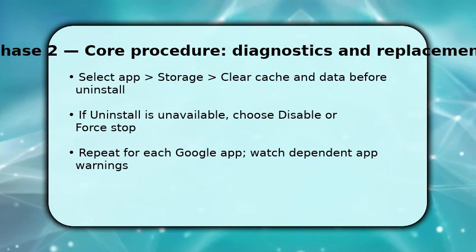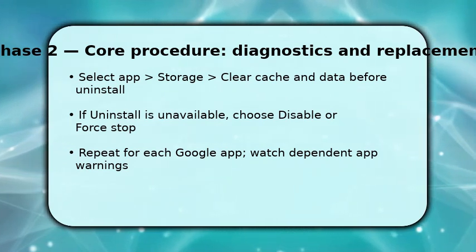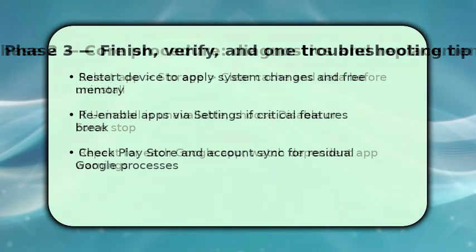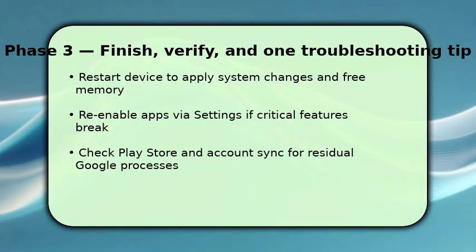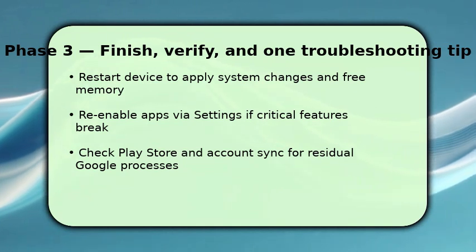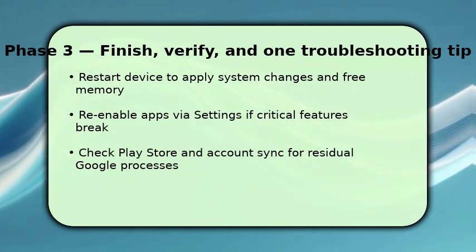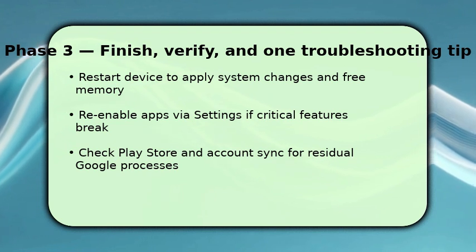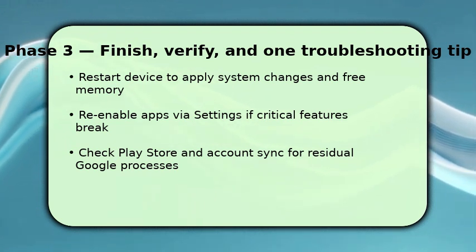Once you finish one app, move systematically through the list until all targeted Google apps are disabled or removed. To finish, reboot your device so system services refresh and orphan processes stop. You should then verify core functionality. If something critical fails, re-enable the specific Google app in settings rather than leaving it disabled.